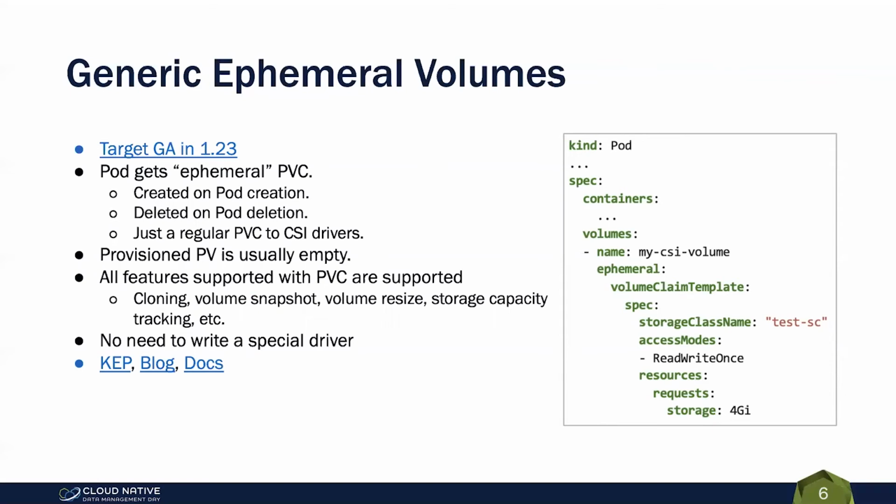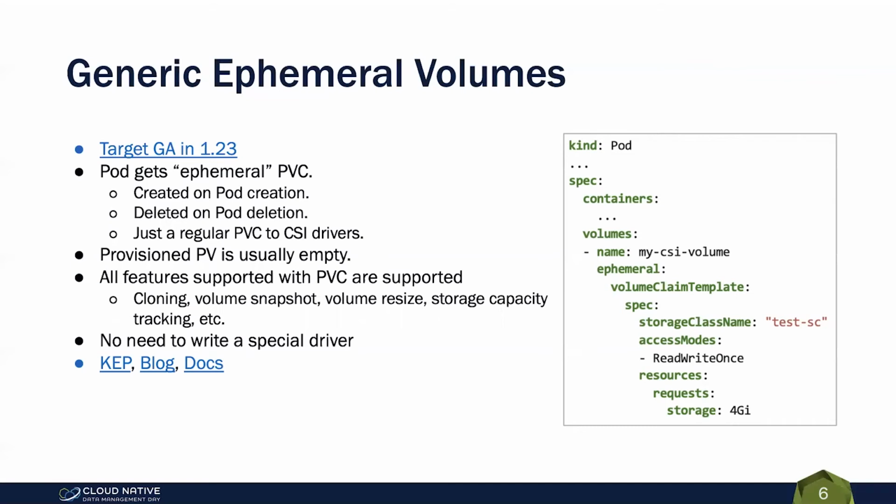This PVC can be used to provide scratch storage that's different from the root disk. For example, it can be persistent memory or a separate local disk on that node. This ephemeral PVC will be deleted when the pod is deleted.